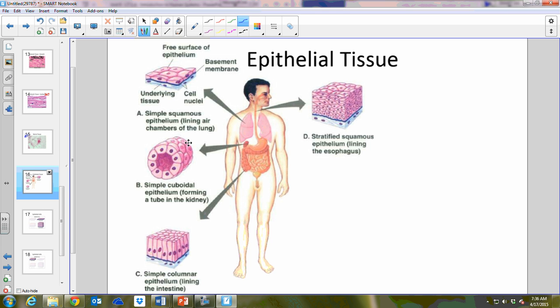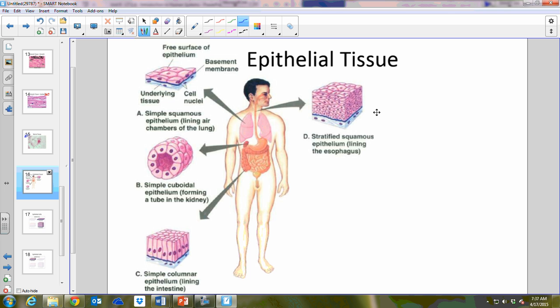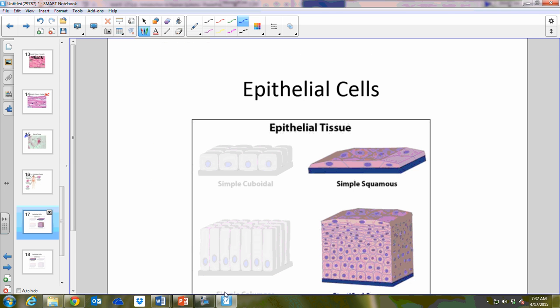It protects. However, it also serves a role to absorb nutrients, say for instance in your small intestines, where when you digest food, the small intestine has to absorb all of those nutrients, and so epithelial cells are there to do that. And so they're doing a great deal of function. There are different kinds of epithelial tissues that we're going to talk about.